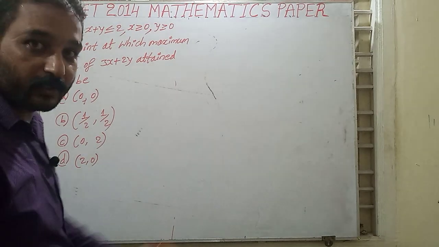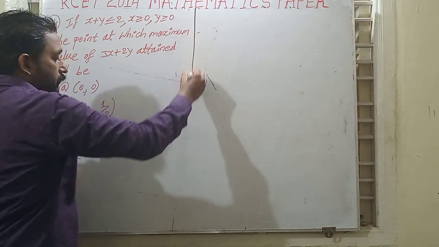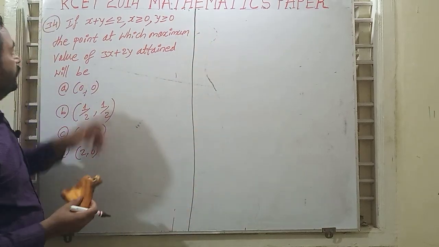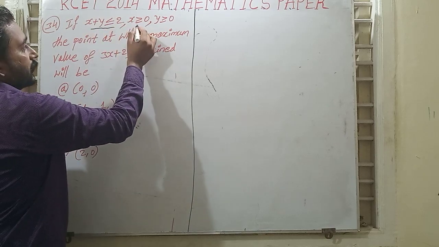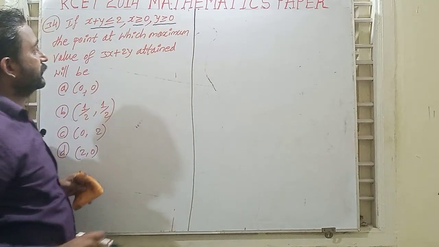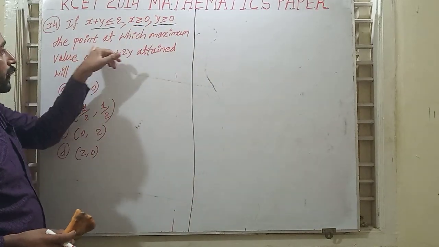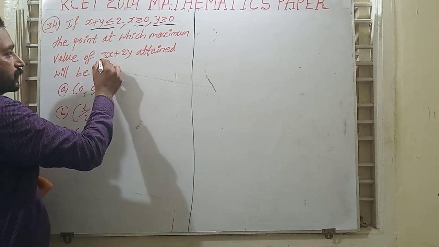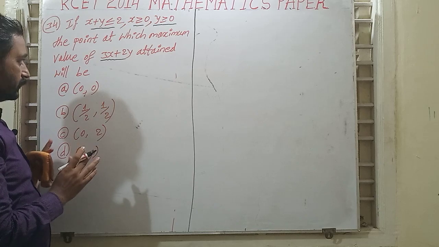So now let us move on to the next question, question number 34. So read carefully. If x plus y is less than or equal to 2, x is greater than or equal to 0 and y is also greater than or equal to 0, these are the non-negative constraints. The point at which the maximum value of 3x plus 2y is attained will be. This is a very easy question.